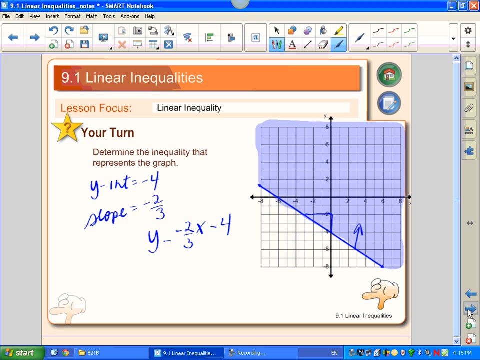Another way to look at it, here's my y-intercept at -4. Here's a point in the region. That y-value is larger, is a greater number than the -4. So we know that it is y is greater than or equal to -2/3x minus 4.